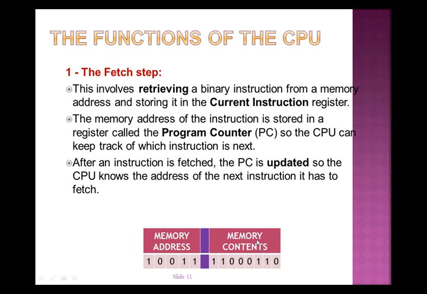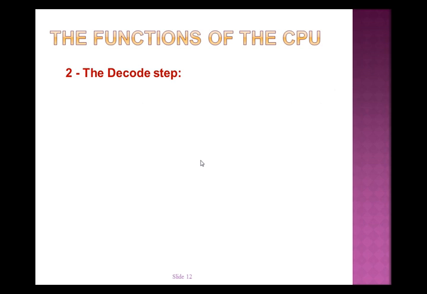This is the memory address, memory contents. This is the address 10011. These are the contents 1, 2, 3, 4, 5, 6, 7, 8. There are 8 bits, that is 1 byte. Now, the next function is the decode stage. So first is fetch, next is the decode stage.